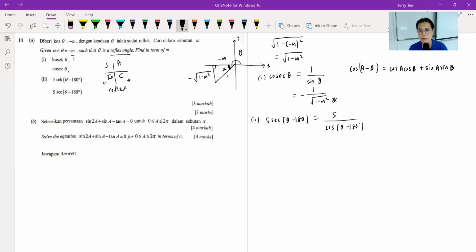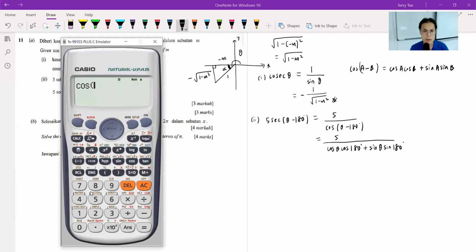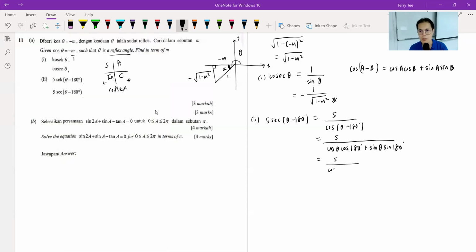This will be 5 over cos theta cos 180 plus sine theta sine 180. Now we know cos 180 is negative 1. You can use your calculator, cos 180, but please use your calculator in degree mode. So cos 180 is negative 1, right? So this will be 5 over cos theta times negative 1.